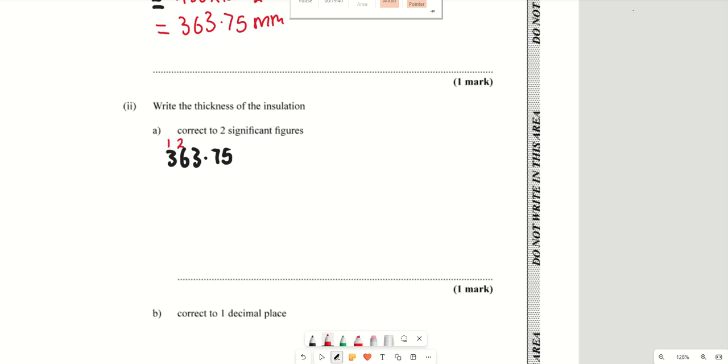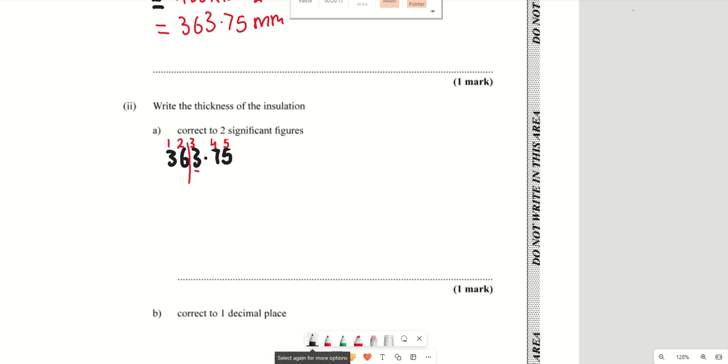6 is your second, 3 is your third, 7 is your fourth, and 5 is your fifth. They said two significant figures, so you're going to draw a line after your second significant figure. Now, look at the number after the line, which in this case is 3. Is that 3 more than 5 or less than 5? It is less than 5, so the 6 remains as is.